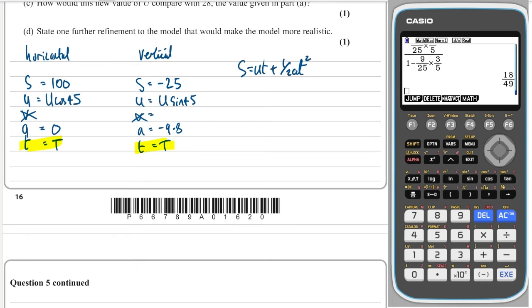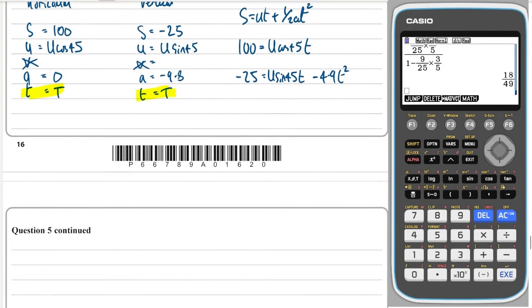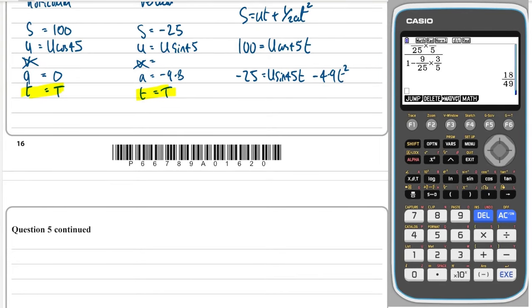Okay, so for the horizontal we'll have 100 is equal to u cos 45 multiplied by t, and there's no acceleration, so that's it. For the vertical we'll have minus 25 is equal to u sine 45 t, but there is acceleration, and we'll halve it to get minus 4.9 multiplied by t squared. We're going to have to find u, so we have to solve simultaneously and eliminate t.